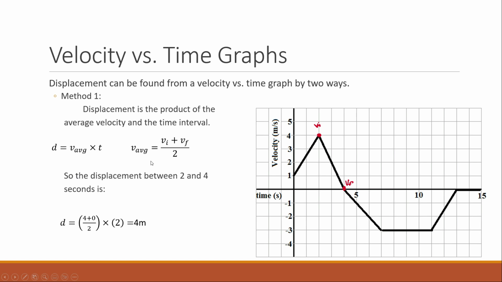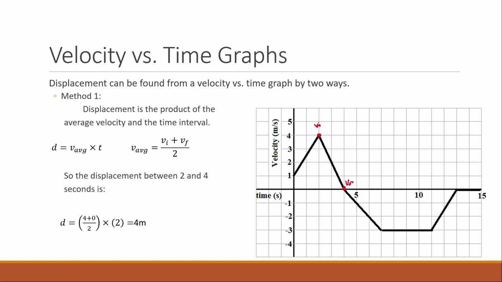So if I utilize this, the displacement between 2 and 4 seconds, well, I would take my starting velocity, 4, and my final velocity, 0, and divide by 2. That would give me an average of 2. And this occurs between 2 and 4 seconds. 2 and 4 seconds is a time interval of 2 seconds. So 2 times 2 is 4. 4 meters is how far it went in this slowing down portion.